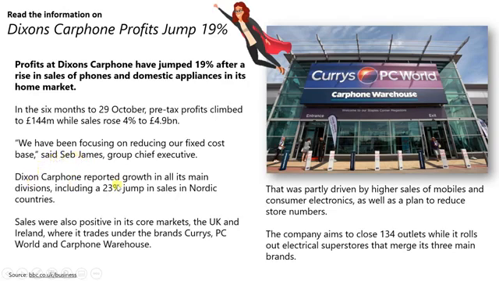Dixons Carphone reported growth in all its main divisions, including a 23% jump in sales in Nordic countries. Sales were also positive in its core markets, the UK and Ireland, where it trades under the brands Currys, PC World and Carphone Warehouse. That was partly driven by higher sales of mobiles and consumer electronics, as well as a plan to reduce store numbers. The company aims to close 134 outlets while it rolls out electrical superstores that merge its three main brands. Source comes from BBC Business.